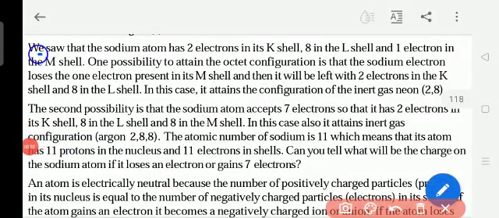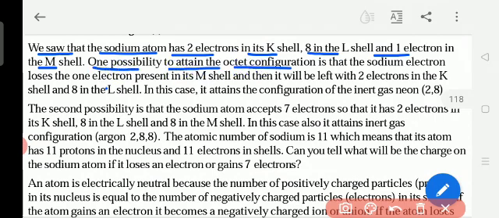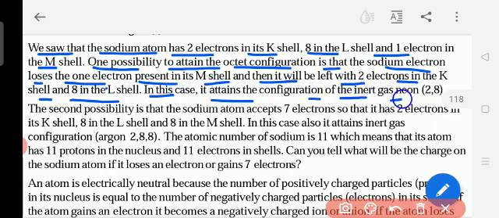Okay. So we saw that the sodium atom has 2 electrons in its K shell, 8 in the L shell and 1 electron in the M shell. One possibility to attain the octet configuration is that the sodium atom loses the 1 electron present in its M shell, and then it will be left with 2 electrons in the K shell and 8 in the L shell.